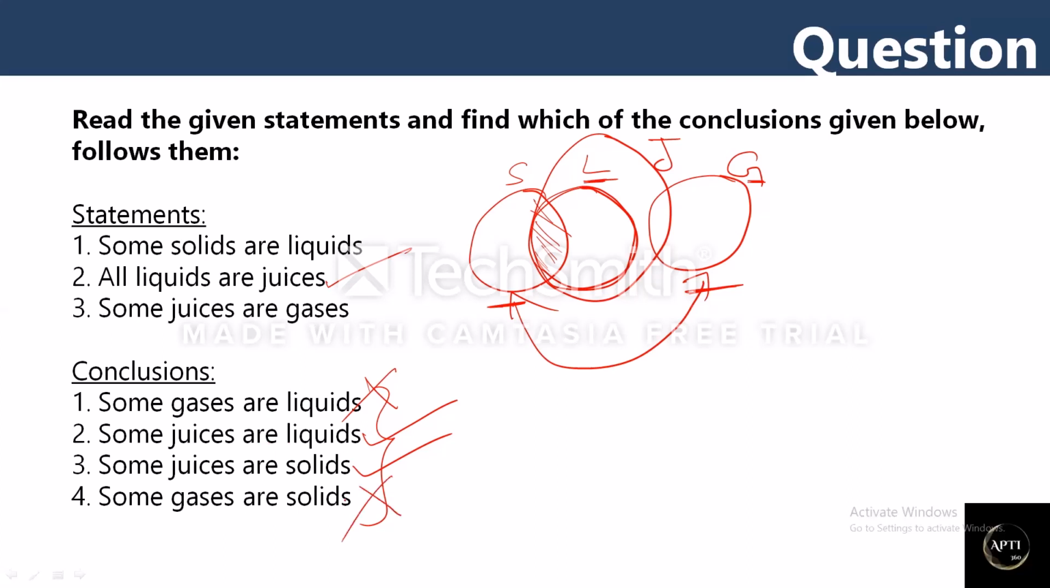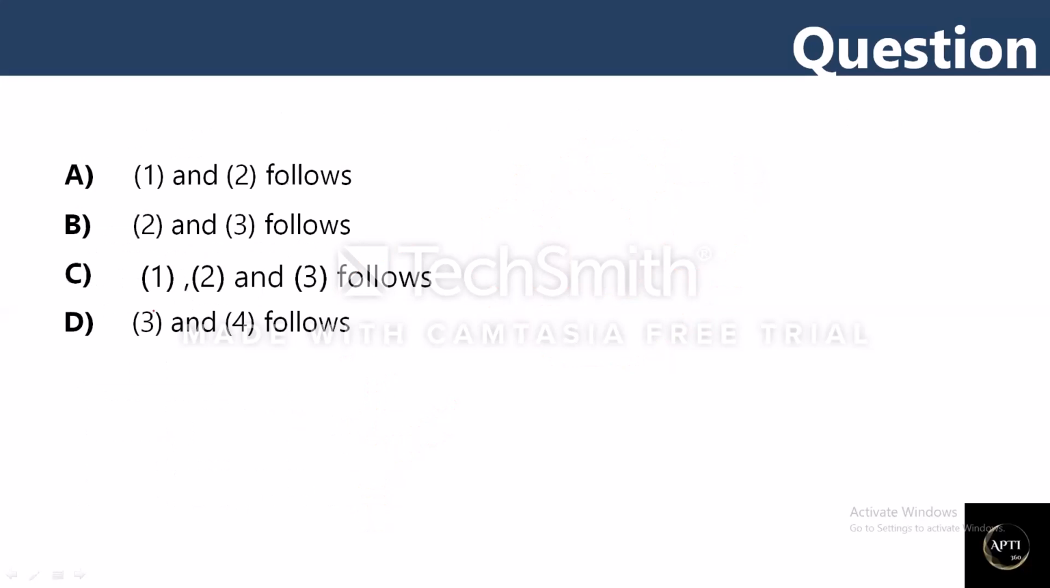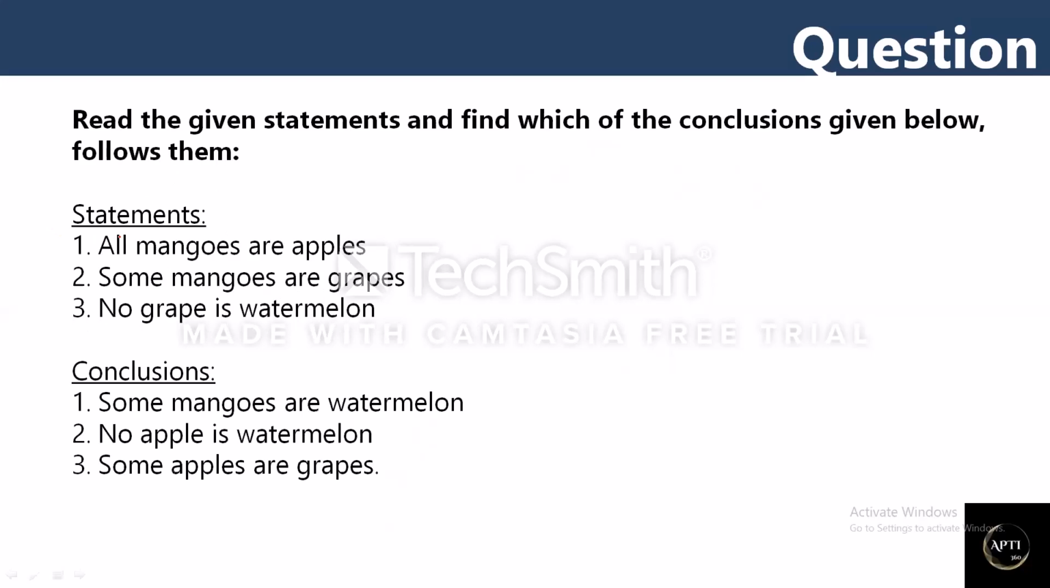That's it. Now, which option is correct here? I will show you the options. Some juices are liquids, some juices are solids, meaning conclusions 2 and 3 are correct. So option B is correct, conclusions 2 and 3. I hope you all are clear with this. Now if they ask you three statements or four statements, follow the same procedure.